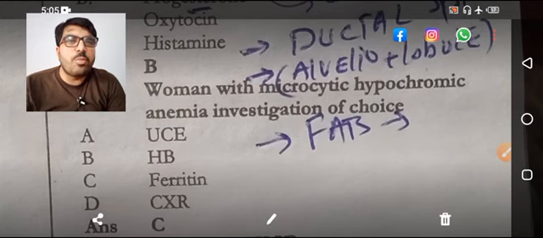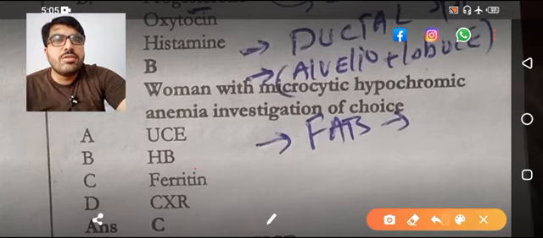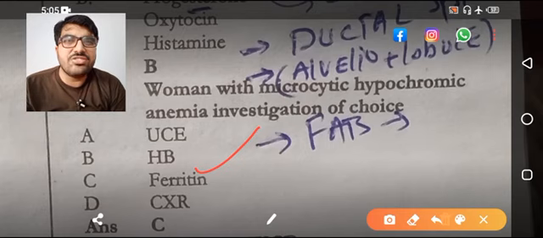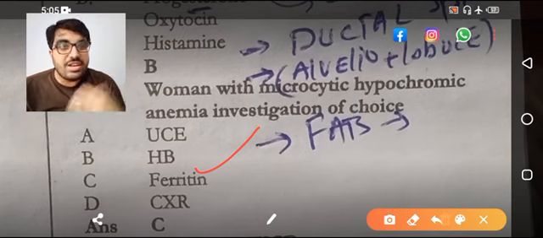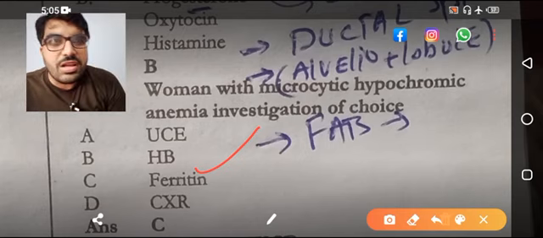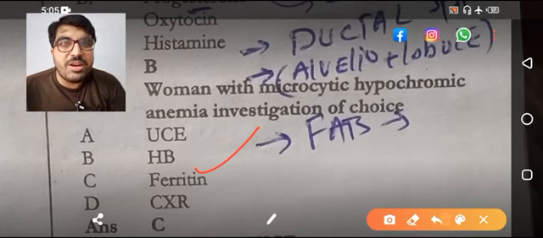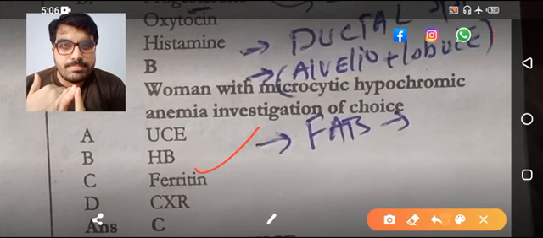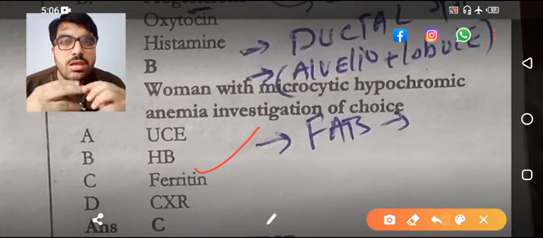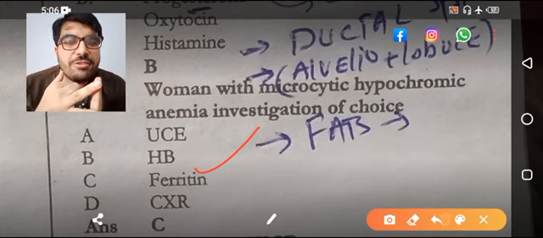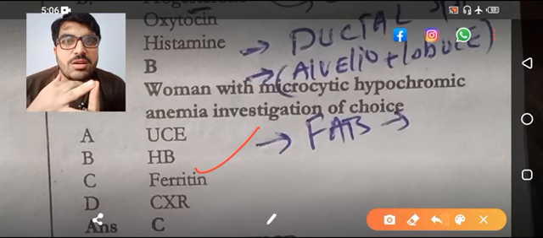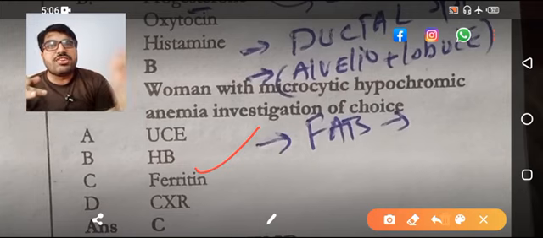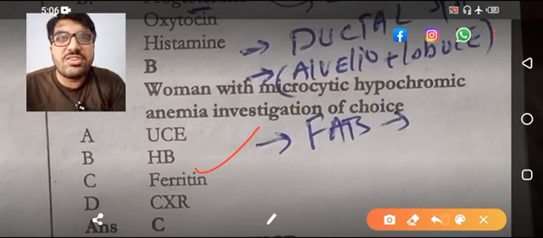Women with microcytic hypochromic anemia, investigation of choice is ferritin. Now if there is another MCQ related to it, a patient is having microcytic hypochromic anemia but ferritin is 150. 150 ferritin means normal ferritin. So it means the patient is having thalassemia. If thalassemia is not in the options, another possibility is sideroblastic anemia. In sideroblastic anemia, ferritin is normal or high.